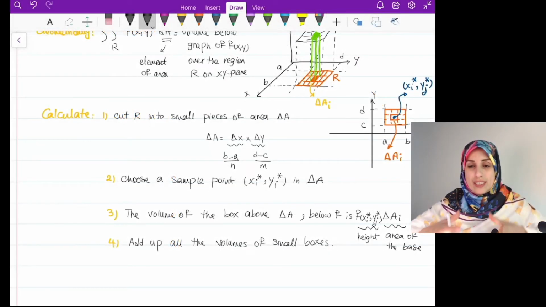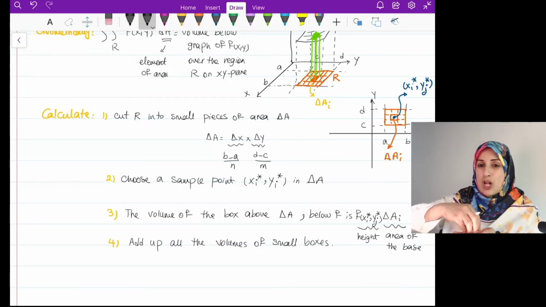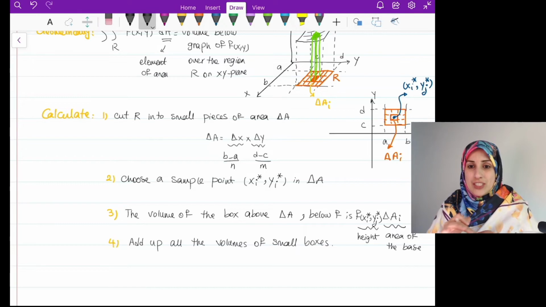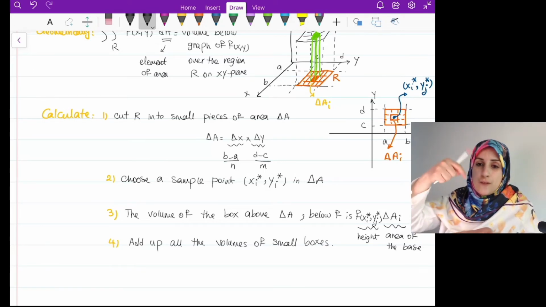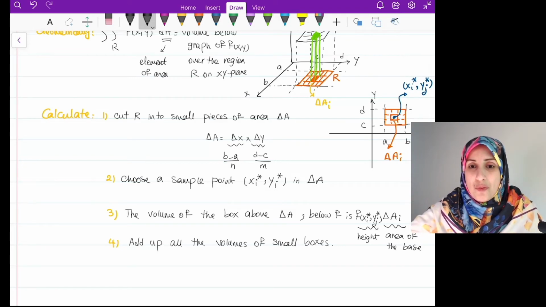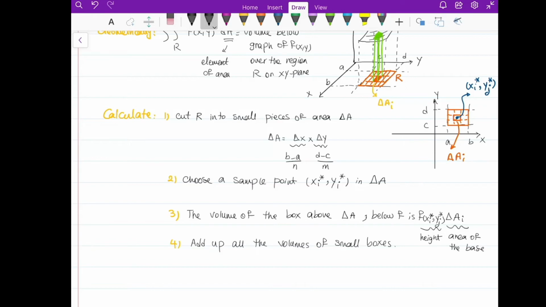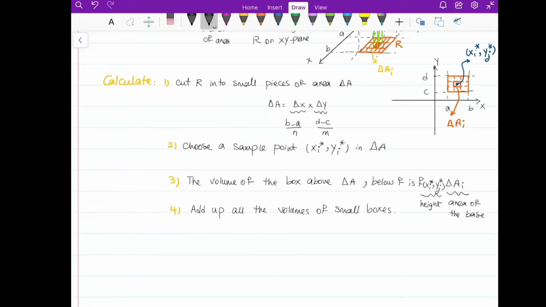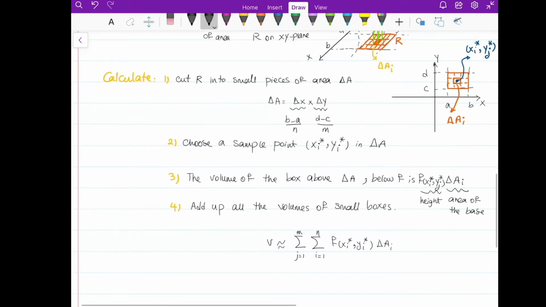So we have a solid that we want to calculate its volume, and we make it into small boxes. For each box, we have delta A as the area of the base, and the height would be f of the sample point that we choose. Kind of similar to what we did for the single variable case. Then the volume would be approximately the sum of all of these boxes, f of x_i star, y_j star, delta A, where i is from 1 to n, and j is from 1 to m, for example.